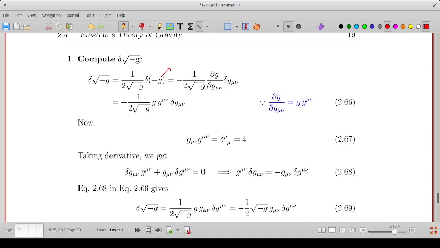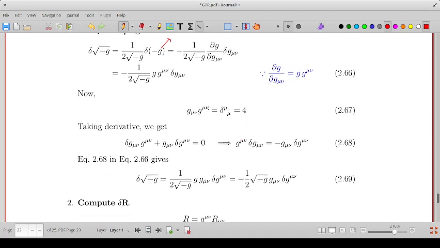Now we have already seen that dg by dg mu nu is equal to g times g mu nu, the components of the contravariant metric tensor. So substituting that over here, I will get this. But now consider the inner product of g mu nu with the contravariant g mu nu. So that is simply delta mu mu and is equal to 4, as we have already seen.